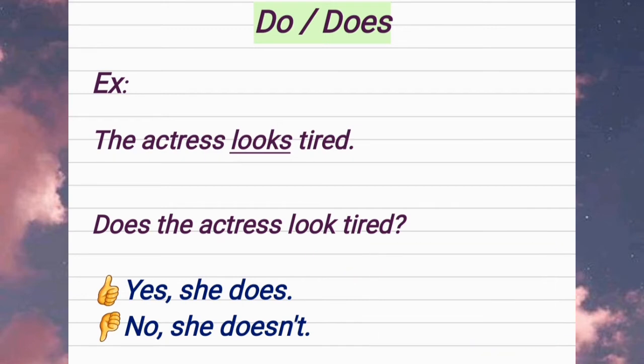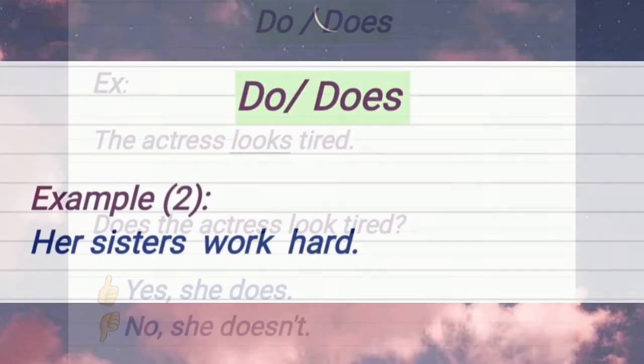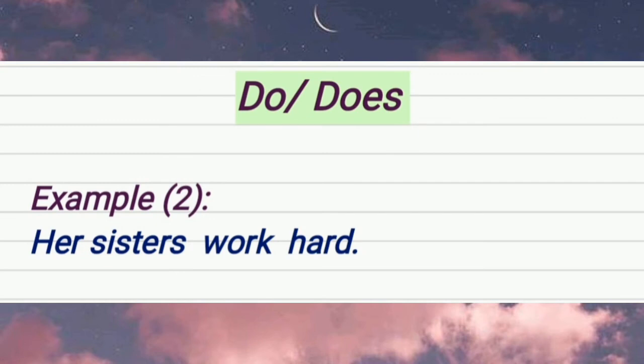So the question will be as the following. Does the actress look tired? Do you see? I removed the s from the verb looks and I used it in its base form. Well, the answer of this question is either yes, she does, or no, she doesn't. Well, would you mind giving you another example? I think you don't. Let's move on.